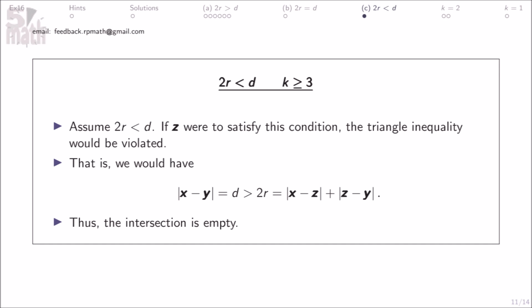Assume 2r < d. If z were to satisfy this condition, the triangle inequality would be violated. That is, we would have |x − y| = d > 2r = |x − z| + |z − y|. Thus, the intersection is empty.